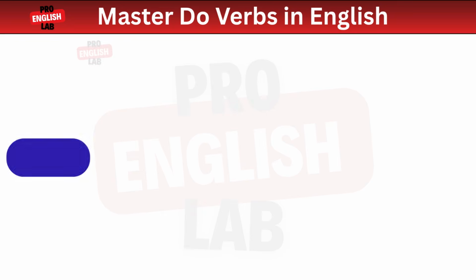Finally, let's learn another important form of the verb do. Doing. Doing is the present participle form of do. We use doing in continuous tenses to describe actions that are happening over a period of time. Let's look at some examples.